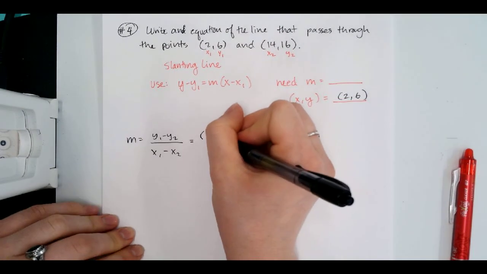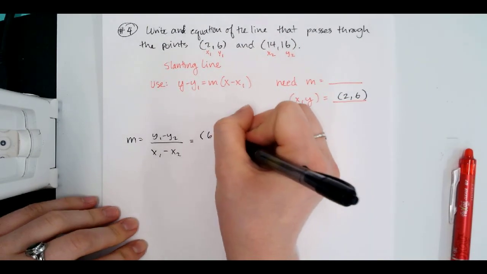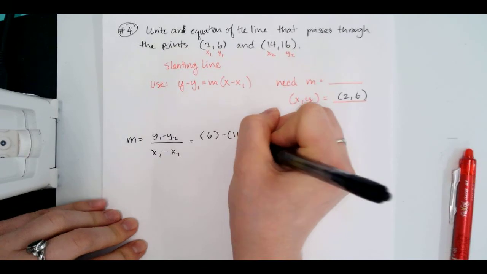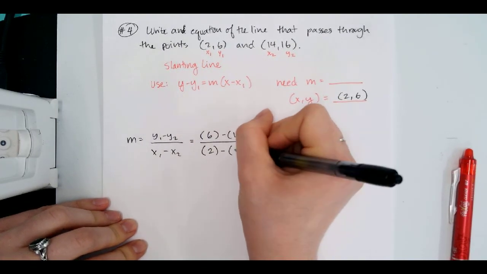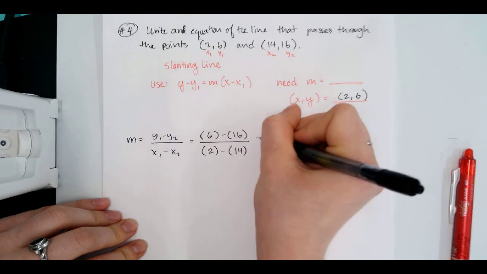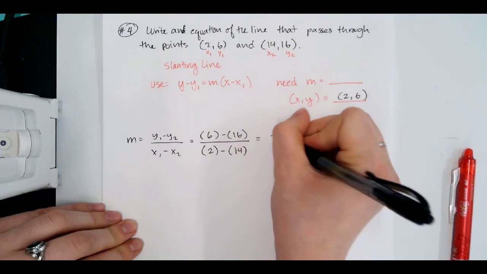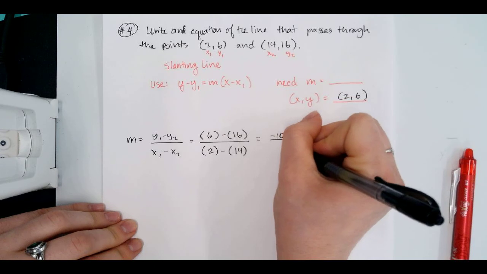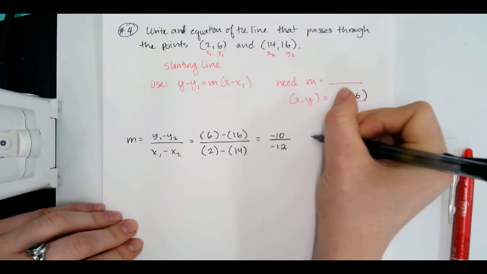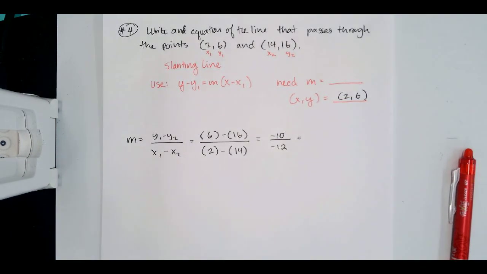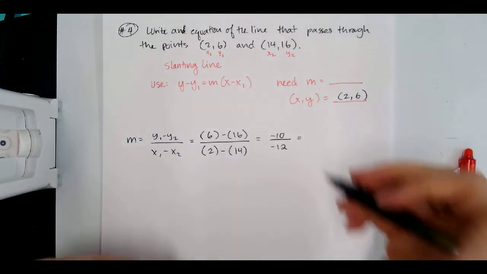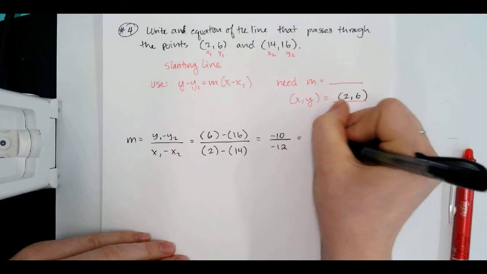Okay, so plugging them in. Y sub 1 is 6 minus y sub 2 is 16, all over x sub 1 is 2 minus x sub 2 is 14. So 6 minus 16 is negative 10, all over 2 minus 14 is negative 12. Okay, negative 10 divided by negative 12. Negative divided by negative is positive, so 10 over 12.